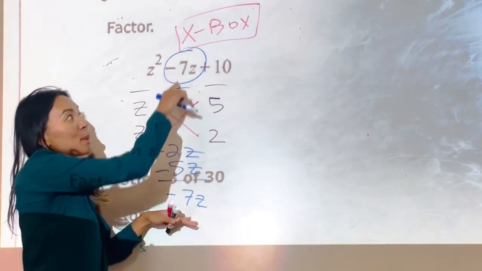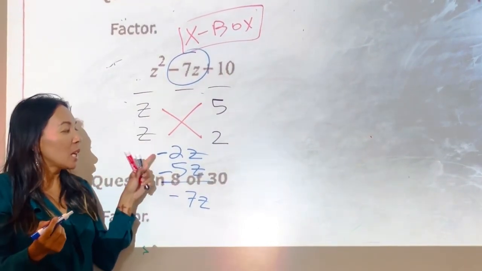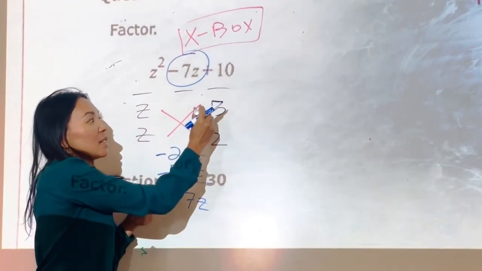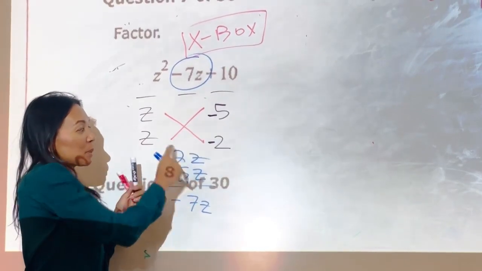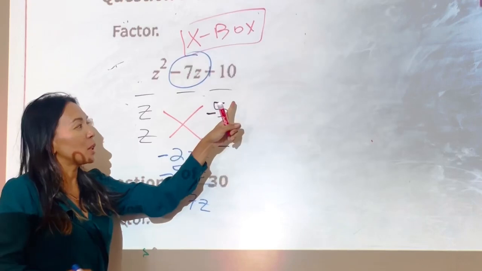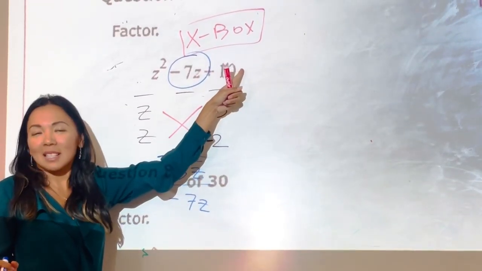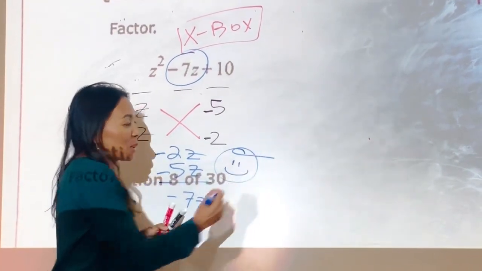So that gives me the middle number. However, I need to check something. If I'm putting a negative on these, I have to also put a negative on these, right? Because if you want to cross multiply, you better make sure that they have a negative on it, right? But then I need to ask myself, does negative 5 times a negative 2 give me a positive 10? Yes, it does. So these numbers are my winner, winner, chicken dinner numbers, right?